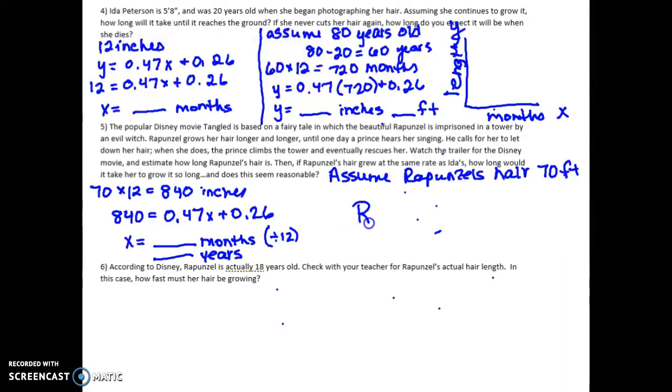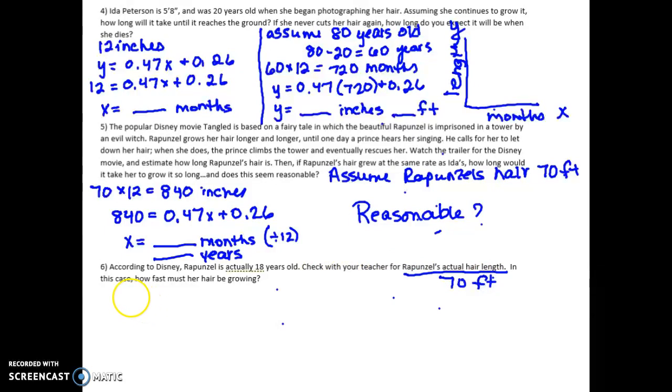And then let me know, is that number of years reasonable? Does that make sense? Could Rapunzel's hair actually grow for that many years? Now according to Disney, Rapunzel's actually 18 years old. We already told you that Rapunzel's actual hair length is 70 feet. In this case, how fast must her hair be growing?